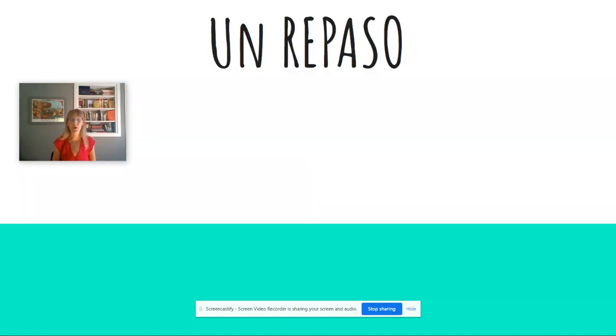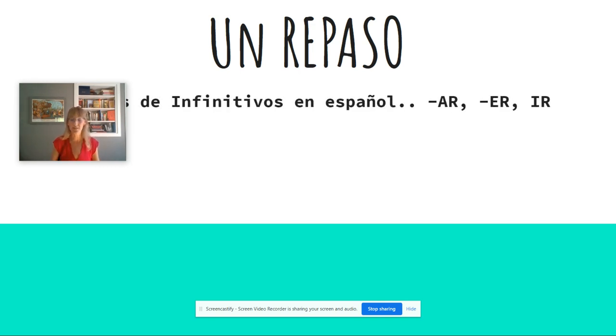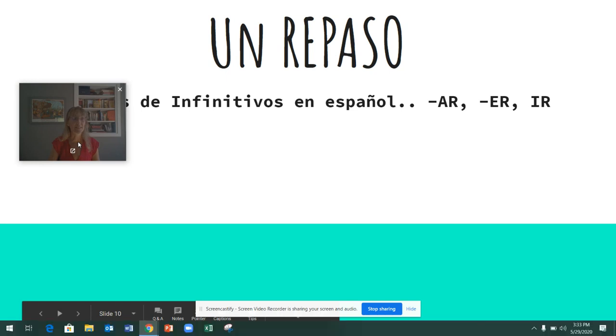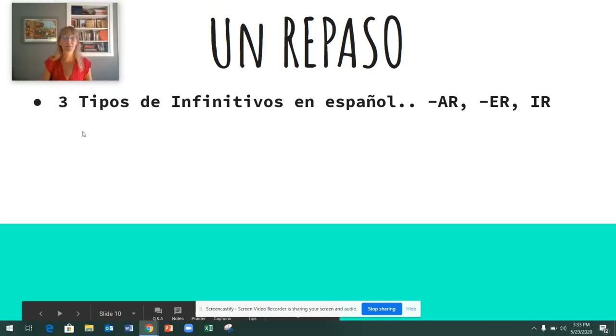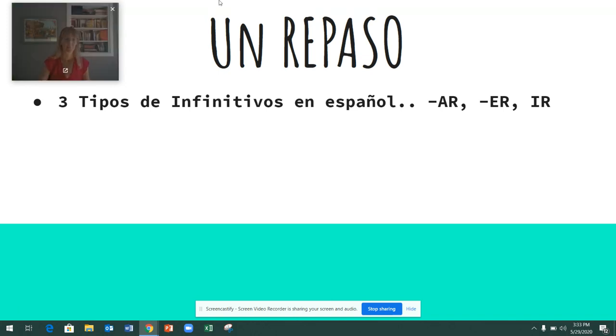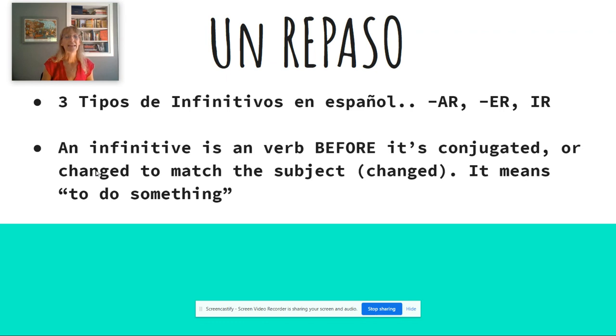Muy bien, un repasito, chiquititos, a little bit of a review. So today we talked about infinitives in Spanish. And infinitives in Spanish, there are three different types. We have AR, ER, and IR. Next, an infinitive is a verb before it has been conjugated or changed to match the subject who is doing the action. And an infinitive will always mean to do something.